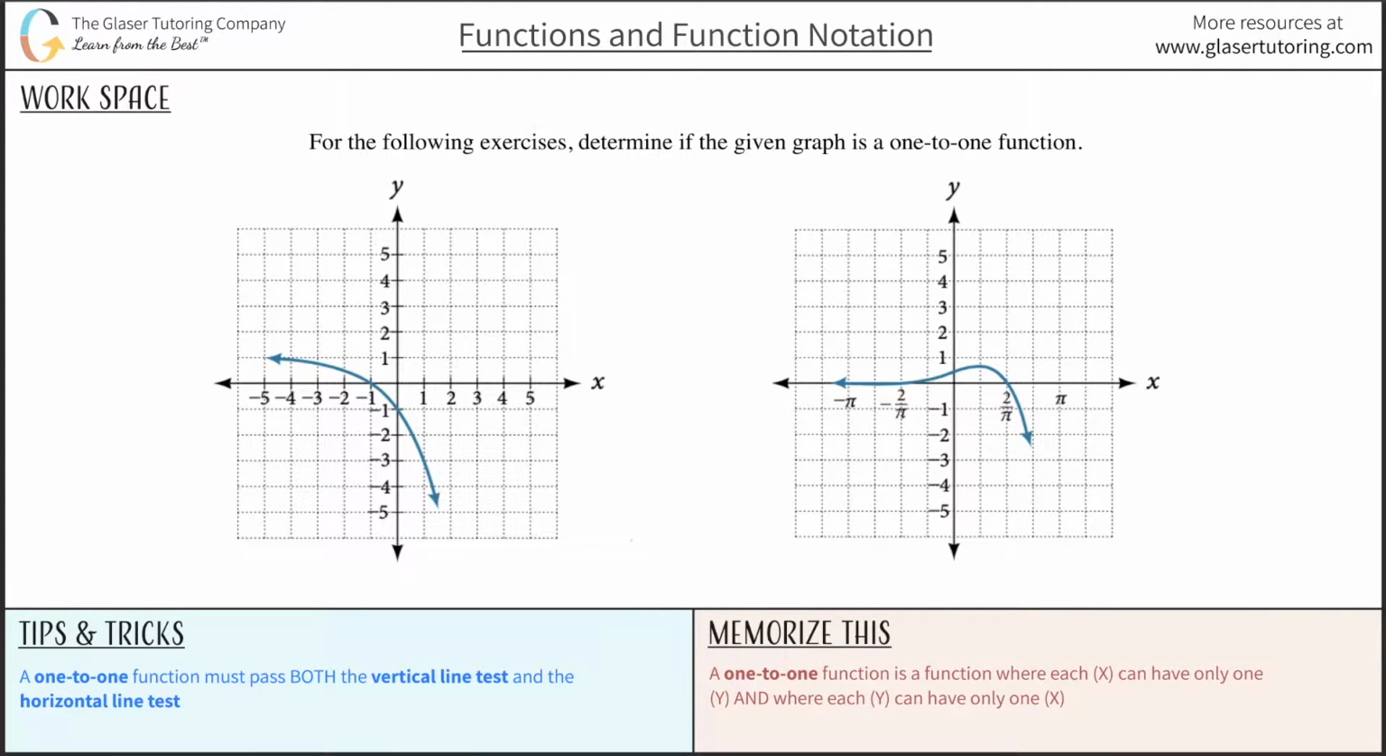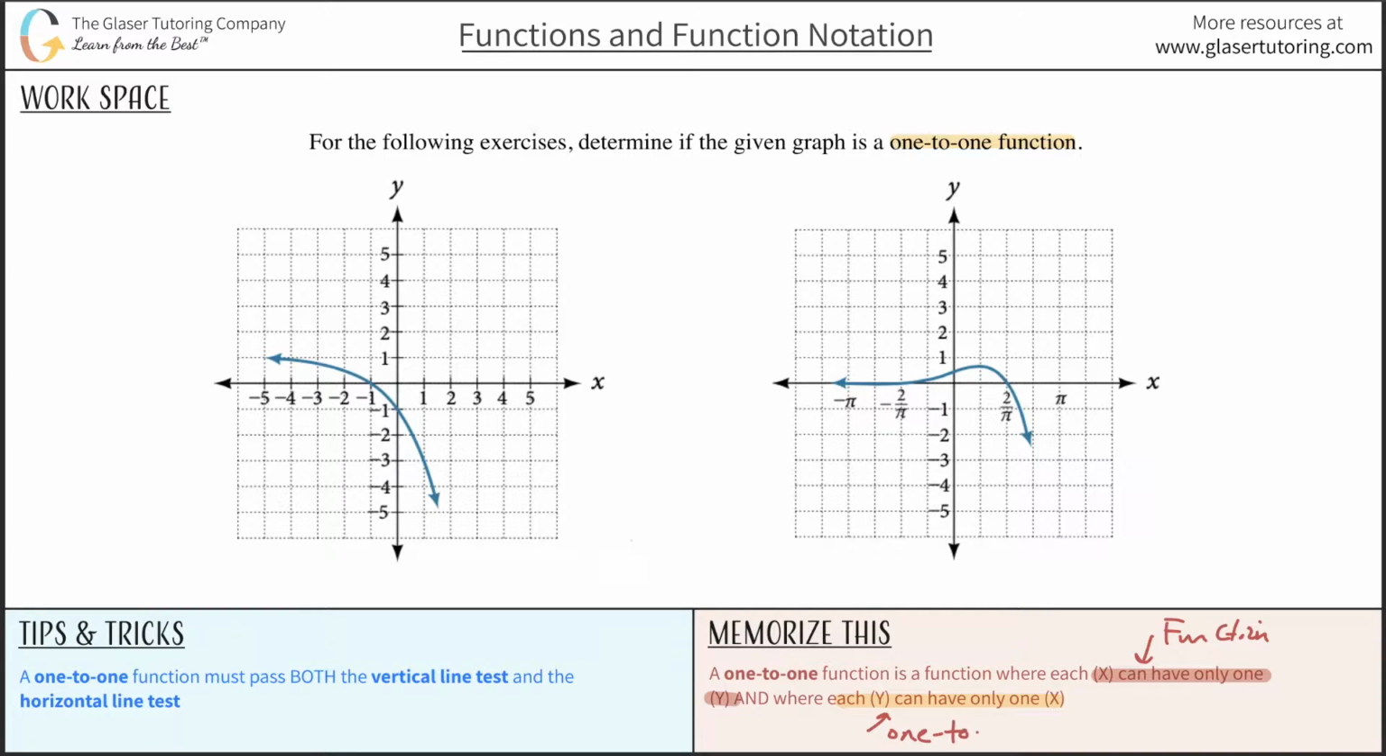For the following exercises, determine if the given graph is a one-to-one function. All right, so remember the definition of a one-to-one function. It is a function where each x can have only one y. That's just the definition of what a function is. In order to be a one-to-one function, it has to, at a minimum, be a function. And then it is also the case that each y can have only one x. That part is the one-to-one part.